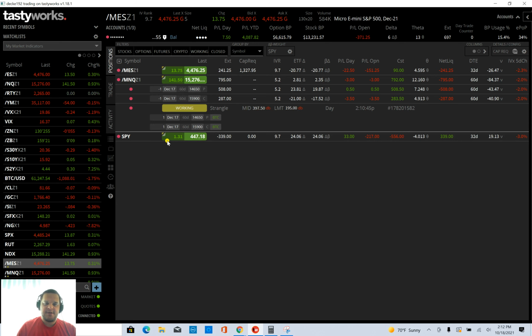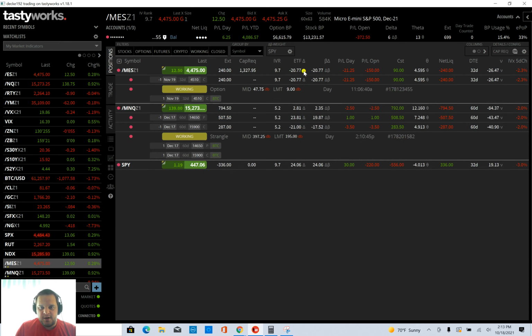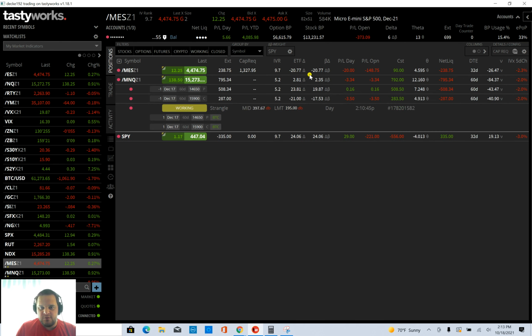The managing part is if the deltas get out of line. So on Tastyworks, this shows the ETF equivalent. So in this case, the ETF equivalent is QQQ. So sometimes if you hover over this, it'll tell you what the ETF equivalent is. It's not doing that for me now, but usually it shows up as QQQ being the ETF equivalent. So the ETF equivalent is about 3 shares of QQQ. So right now it's not very directional. If it got up to 20 or 30, that would be more directional.